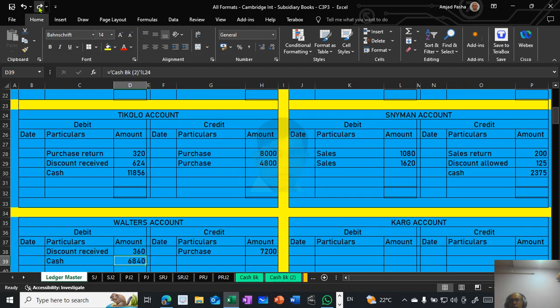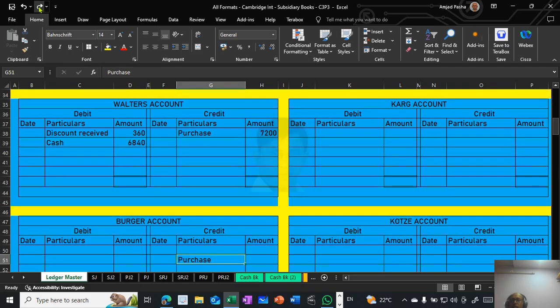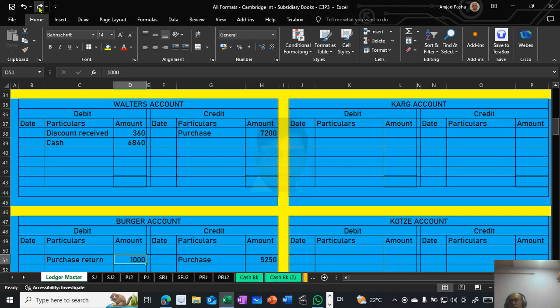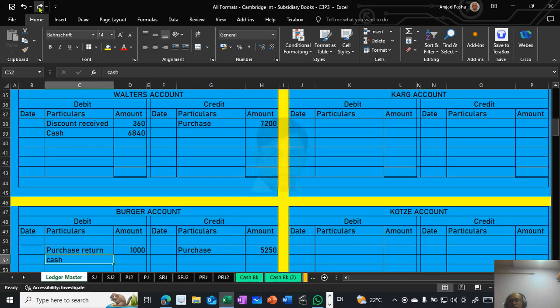Then again, Burger also, we have purchased from Burger. So 5000 to 250. So there are purchase returns as well. So we have received, we have paid cash to Burger. So what is the discount? Is there no discount? There is a discount. So we'll just see. Then let us first finish this. So remember Burger account, we have to record purchases.